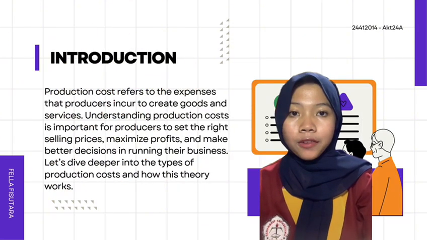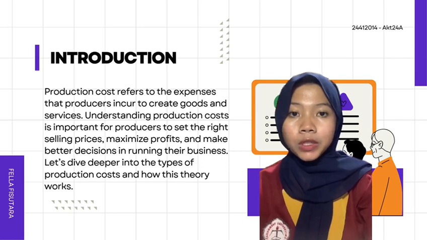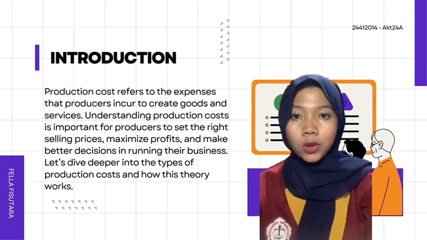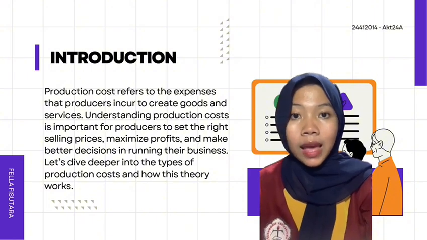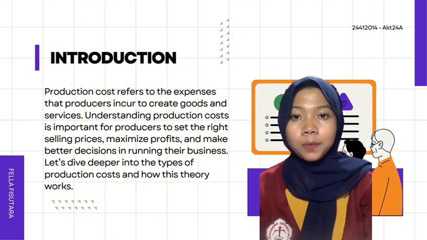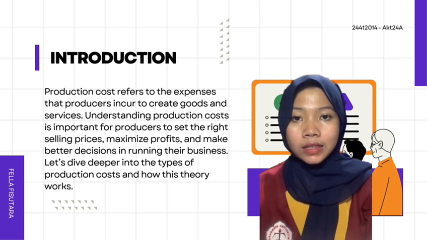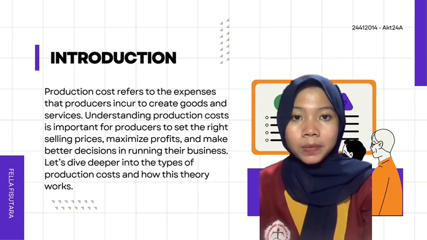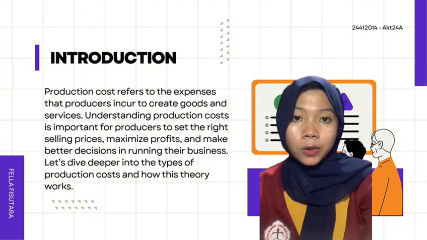Production cost refers to the expense that producers incur to create goods and services. Understanding production cost is important for producers to set the right selling price, maximize profit, and make better decisions in running their business. Let's dive deeper into the types of production costs and this theory.